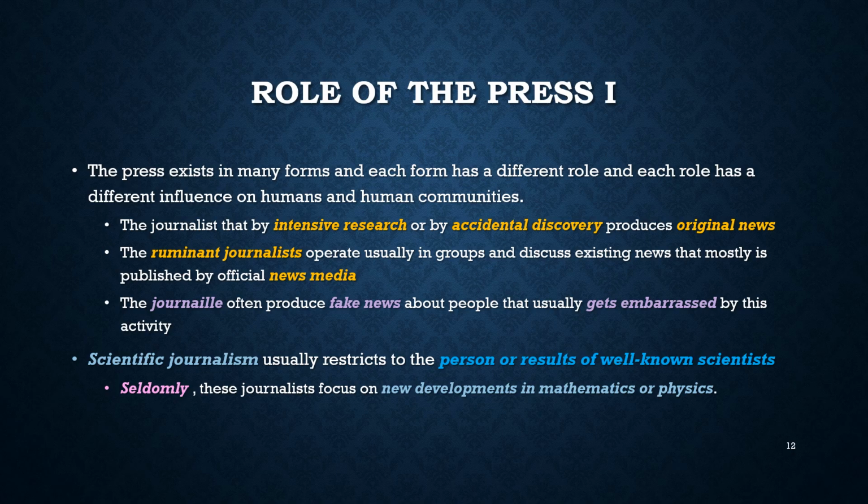The journal often produce fake news about people that usually gets embarrassed by this activity. Scientific journalism usually restricts to the person or results of well-known scientists. Seldomly these journalists focus on new developments in mathematics or physics.